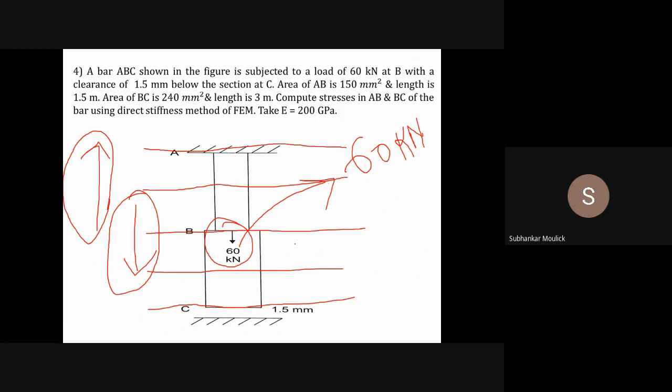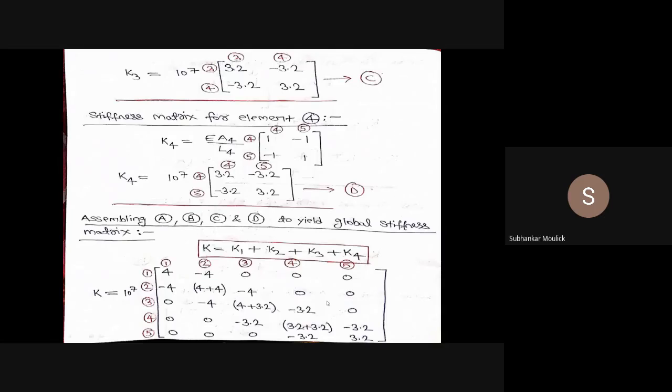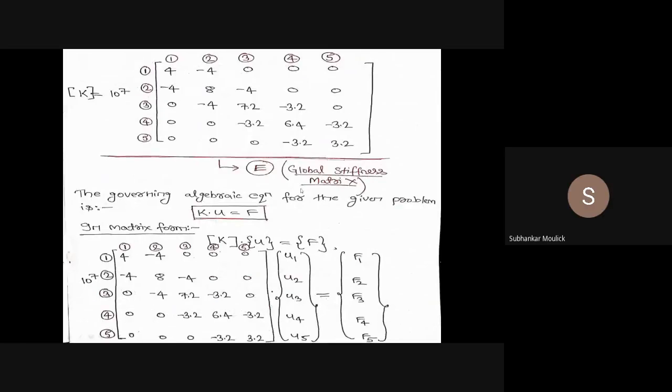That means F3. F3 is what? F3 is the force acting at node 3, and that is 60 kilonewton. Is it clear? It is also given to you in the problem. Any doubt? F3 is 60 kilonewton. Clear?